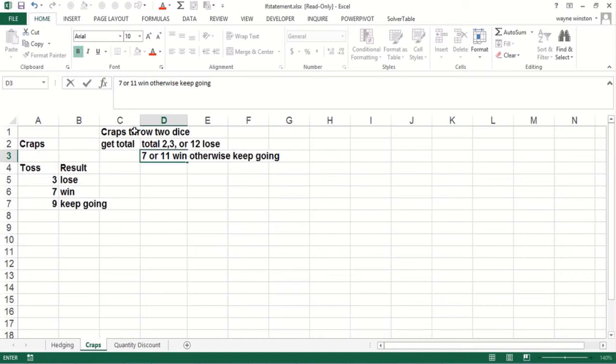And then you keep going till you throw a 7 or match the first roll. If you throw a 7 first, you lose, but don't worry about that. If you match the first roll before you get a 7, you win. But you can write an if statement. Let's write a formula that says no matter what the toss is on the first dice, did you win, lose, or keep going?